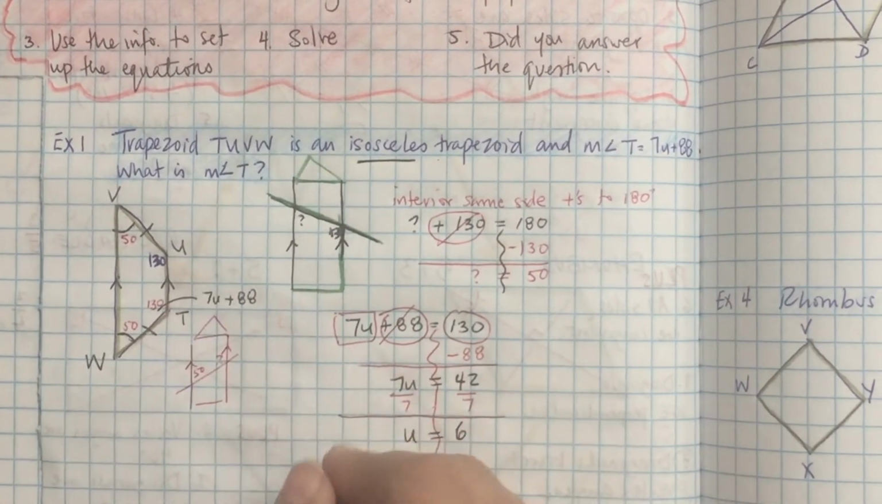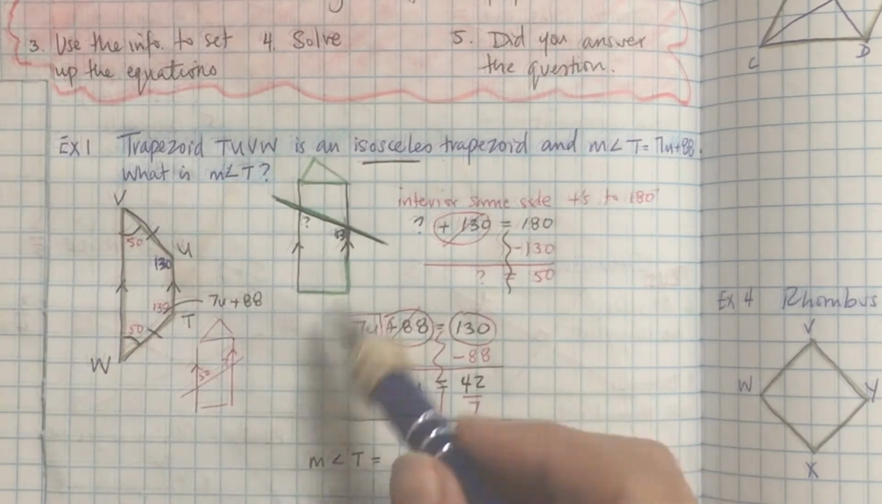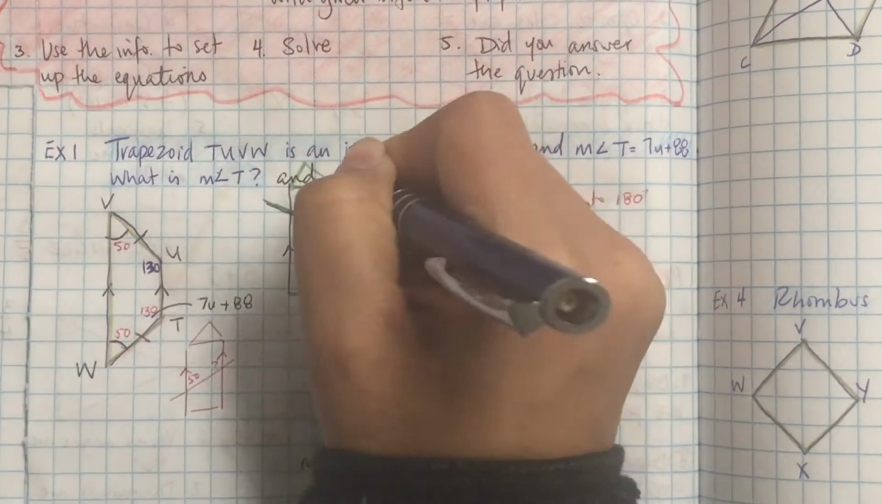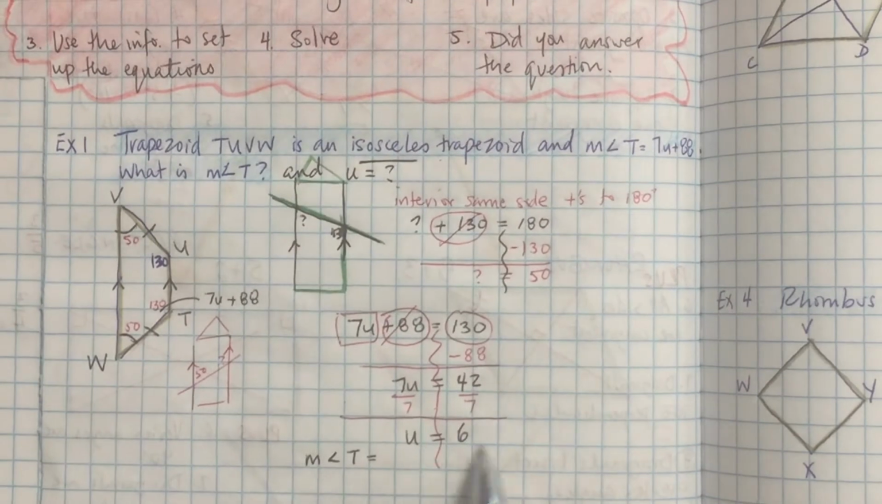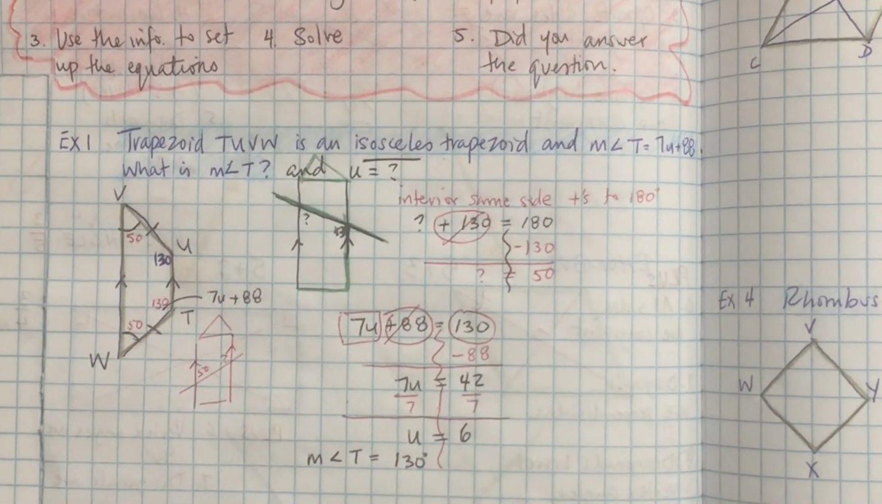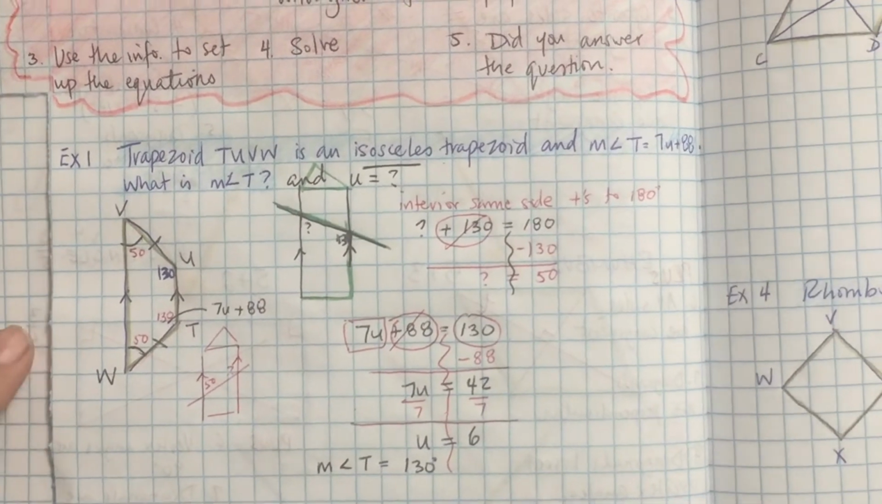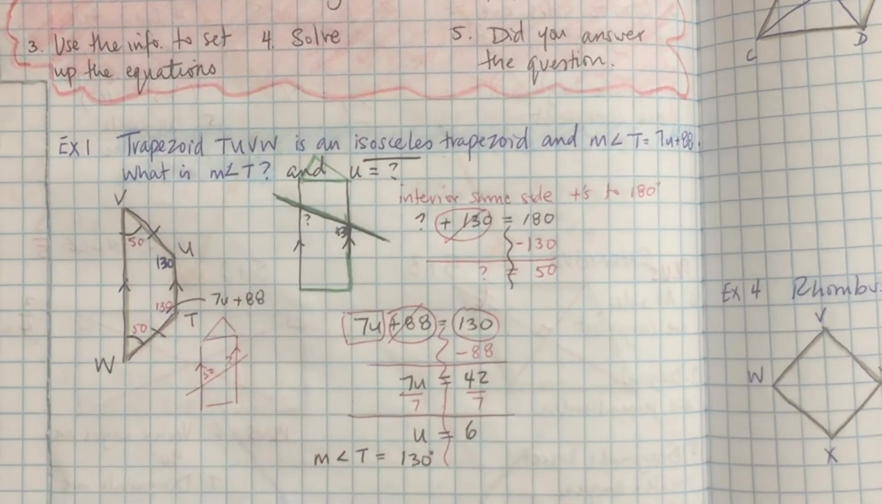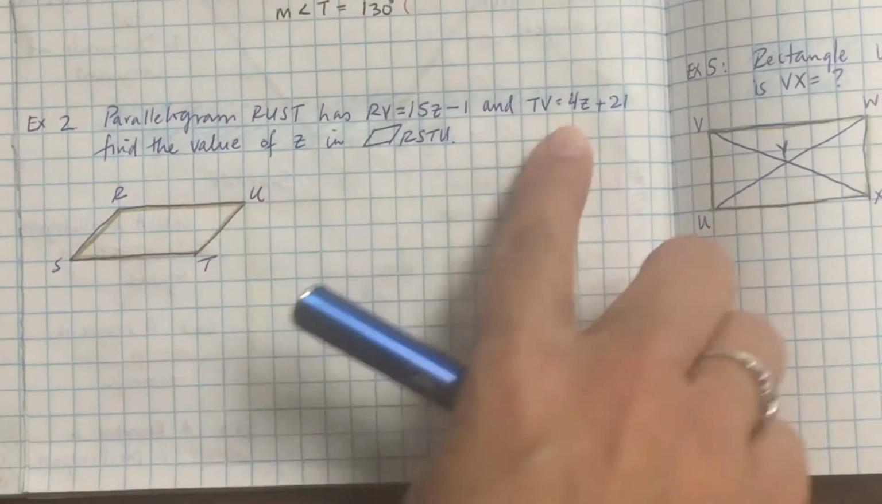So did I answer the question? What's the measure of angle T? Well, it's 130. But since I did all this work, I'm going to change the question to what's the measure of angle T and what's u, because I've done all this work. All right, so I've got both u and the measure of angle T. So just be careful that you're answering the question, because I didn't need to do all that for the question I originally had, but I've changed it.